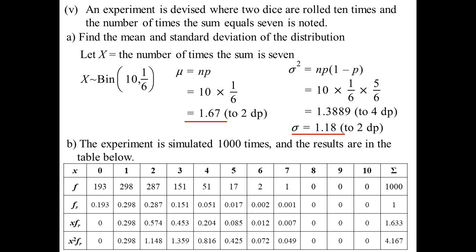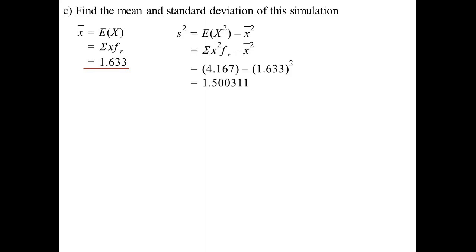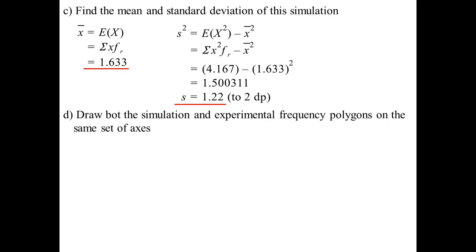Now we're going to simulate an experiment 1,000 times. So I used a spreadsheet and I came up with these results. So they randomly picked numbers for me. So there's a simulation for rolling those 1,000 times. So what is the mean and standard deviation of that simulation? Okay, well, the average would be the sum of X times the relative frequency, that particular row. So 1.633. The variance is 1.500311. Deviation 1.22.